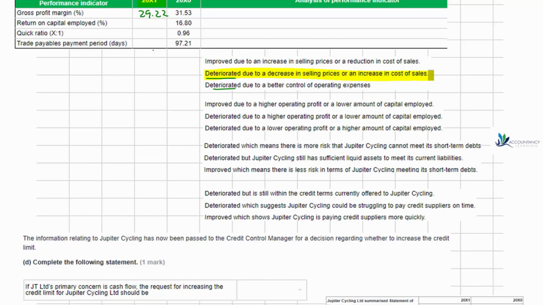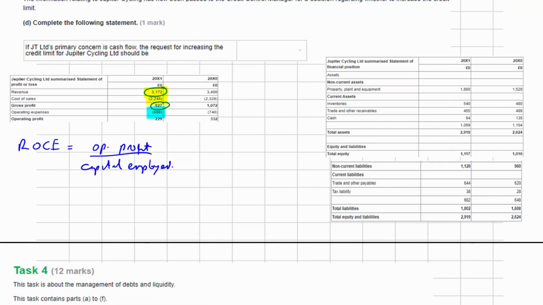Next then, let's have a look at our return on capital employed. So return on capital employed is our operating profit. And in this case, we can see we have a figure of 229, and we want to divide that by our capital employed, and that's all the funding provided either internally or externally. So our internal capital is our equity, 1117, and then the external provided capital will be our borrowings, which will be 1120.